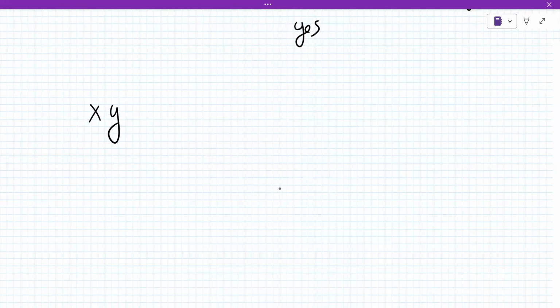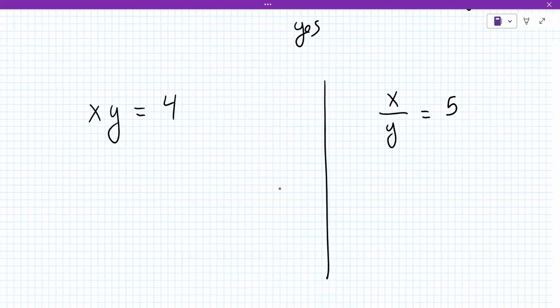where it's like x, y equals 4. And then the other one you might see is x over y equals 5. We'll just do that. So one of these is direct variation and one is not. So you have to solve for y in both of them. Like, how do you get y by itself? How do you undo this x here?